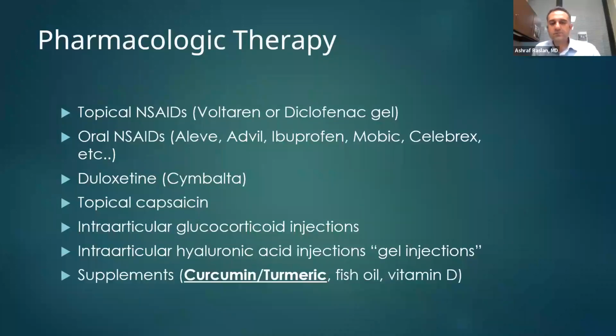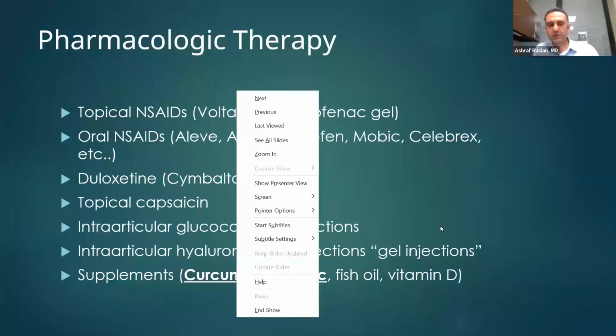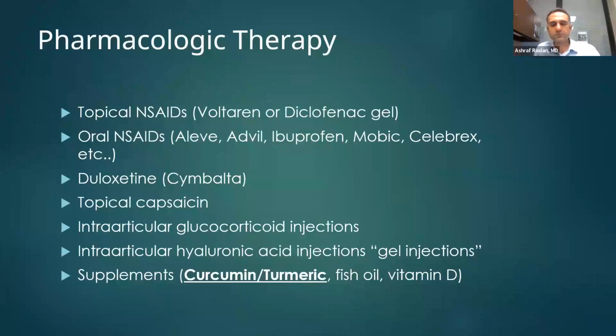And supplements, not much there. The studies show that mostly curcumin or turmeric are the ones that are studied and show maybe to decrease inflammation and pain of osteoarthritis. And the dose usually is about 1,000 milligrams a day. That would be a good dose to take of turmeric.